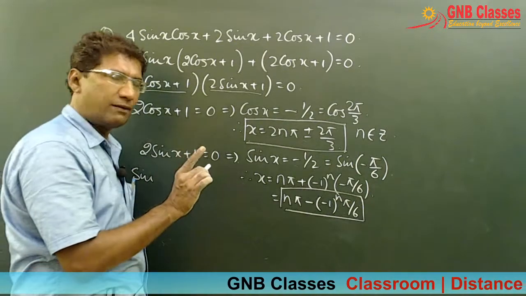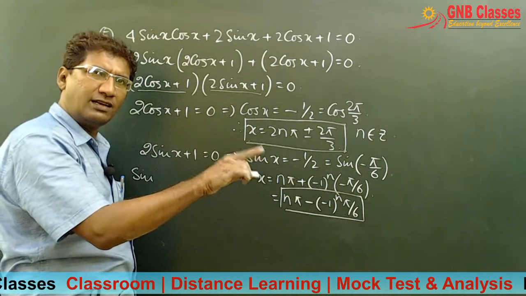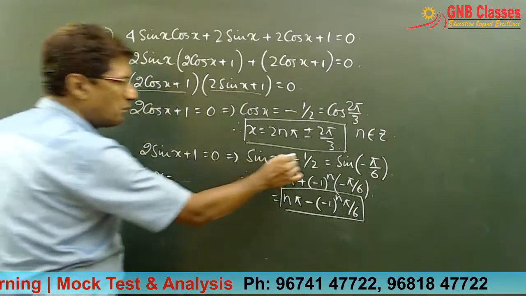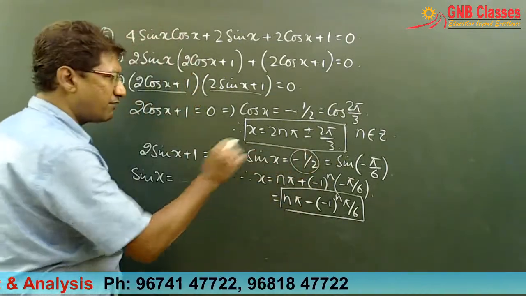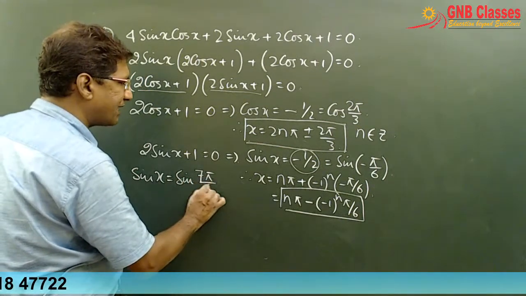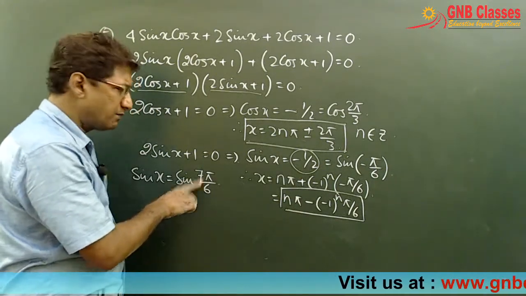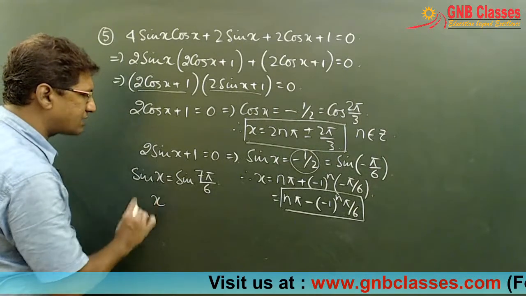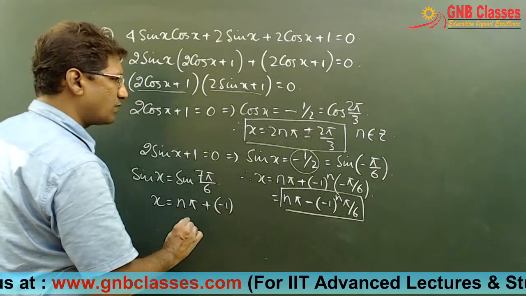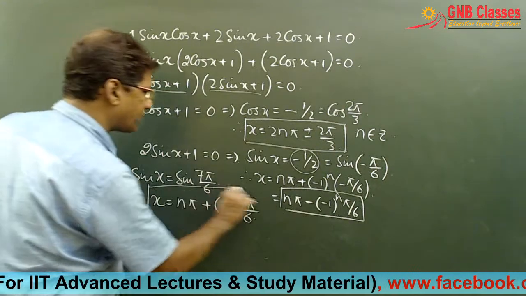That is why I told you in the beginning that it may so happen that whatever answer you are getting may not match with the answer given in your book. So in this case, somebody can write this minus half as sine 7 pi by 6. Am I correct? Pi plus pi by 6 gives you 7 pi by 6. Is it clear? So somebody can write in this way also. So your answer will be x equals to, in that case, n pi plus minus 1 whole to the power n into 7 pi by 6.